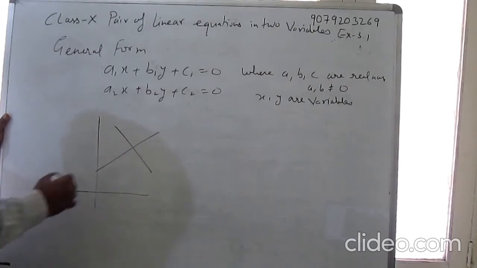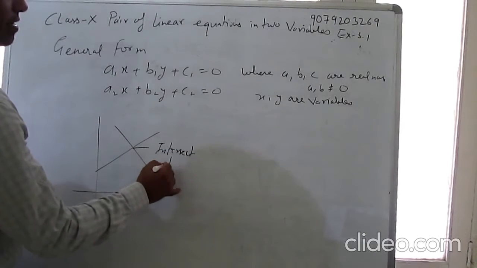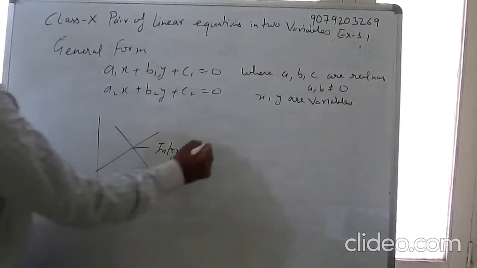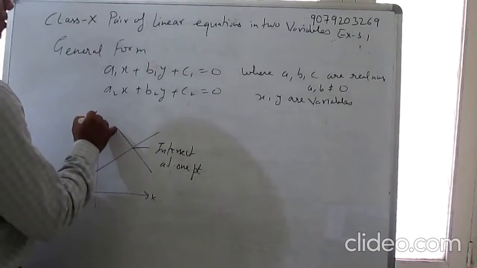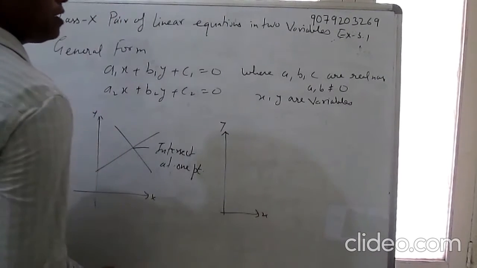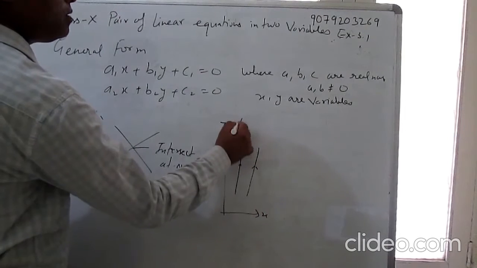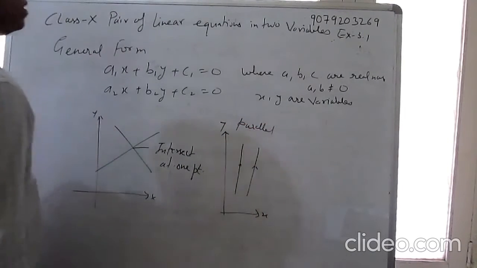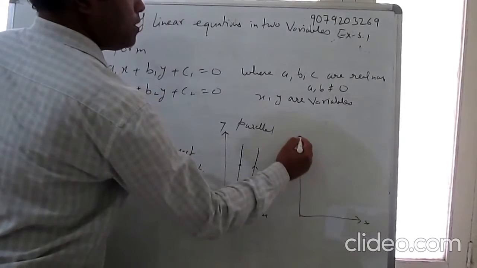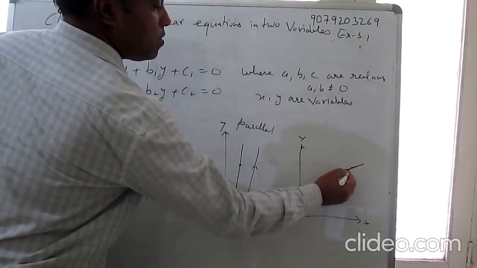Either the two lines intersect at one point, or the lines are parallel, or the third situation is the lines are coincident.